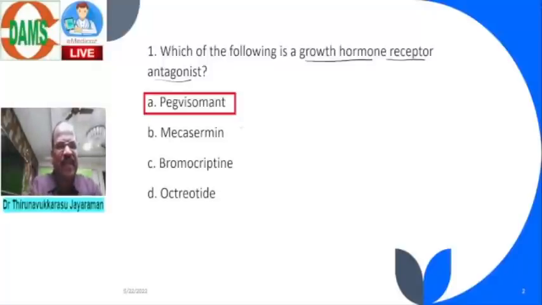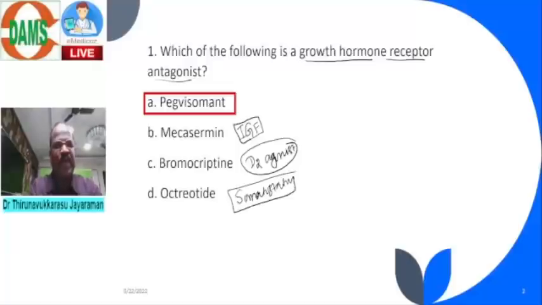Whereas mecasermin is an insulin-like growth factor analog useful for treatment of dwarfism. Bromocriptine, a D2 agonist, useful for treatment of acromegaly. Octreotide, a somatostatin analog, useful for treatment of acromegaly. So this question is based on acromegaly. This question we discussed in the regular class as well as in the TNT paper.